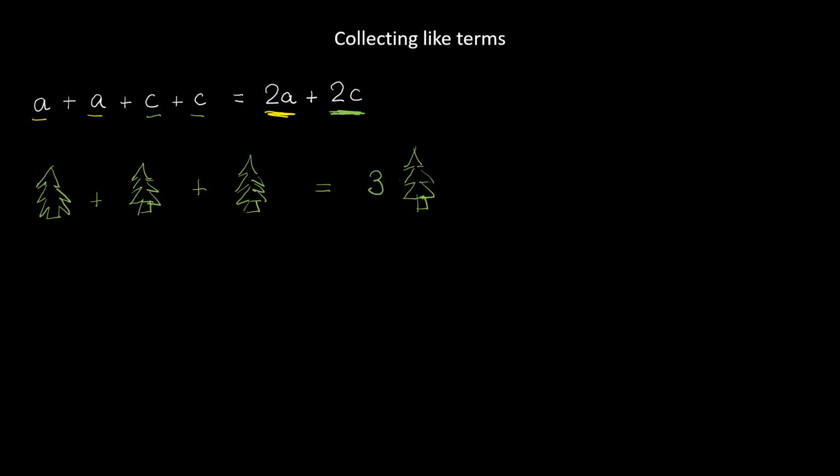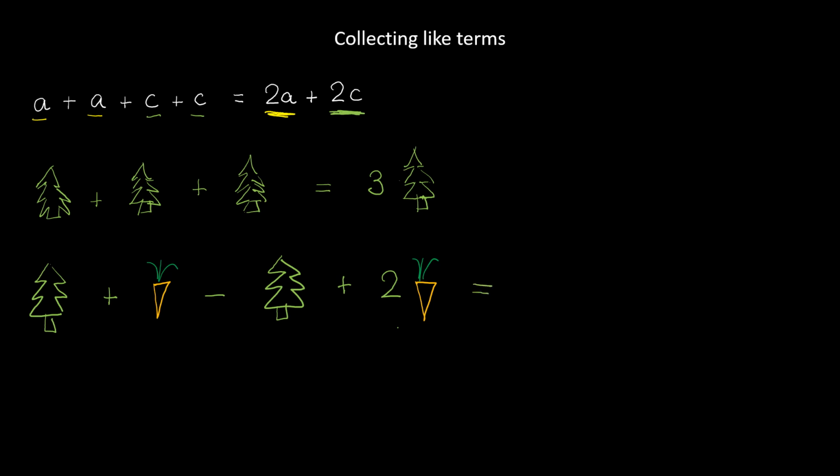This time, let's suppose that I have a Christmas tree and I want to add a carrot to that. So I've now got a Christmas tree and a carrot. But then I'm going to subtract a Christmas tree and I'm going to add 2 carrots. Let's collect like terms on this and see what we end up with.